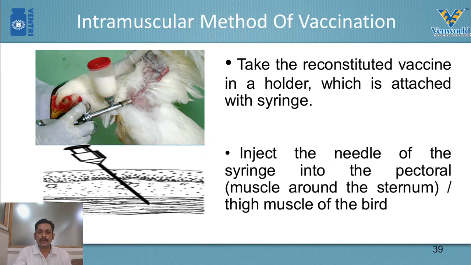So this is the intramuscular method. Take the reconstituted vaccine in a holder which is attached to the syringe. Then inject the needle of the syringe into the pectoral muscles or thigh muscles of the bird. So here we can directly inject the vaccine into the pectoral or thigh muscles.